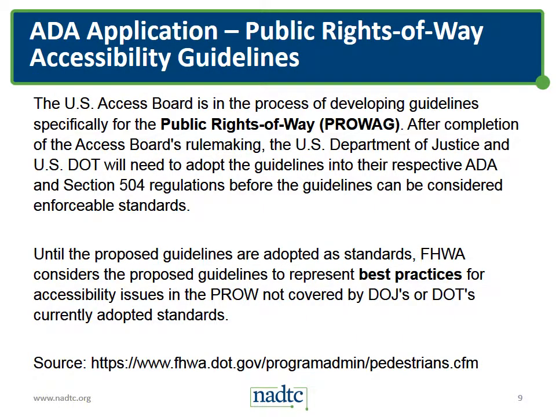Regarding the Public Rights-of-Way Accessibility Guidelines, the U.S. Access Board is in the process of developing guidelines specifically for the public rights-of-way. After completion of the Access Board's rulemaking, the U.S. Department of Transportation and the U.S. Department of Justice will need to adopt the guidelines before the guidelines can be considered enforceable standards. Until the proposed guidelines are adopted as standards, the Federal Highway Administration considers the proposed guidelines to represent best practices for accessibility issues in the public right-of-way not covered by DOT's or DOJ's currently adopted standards.